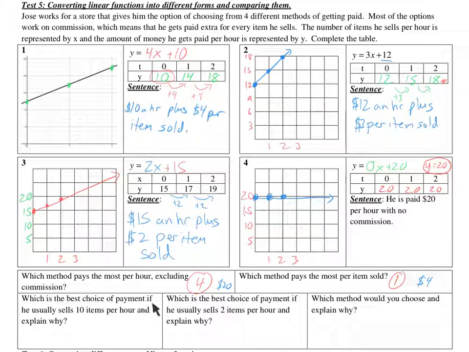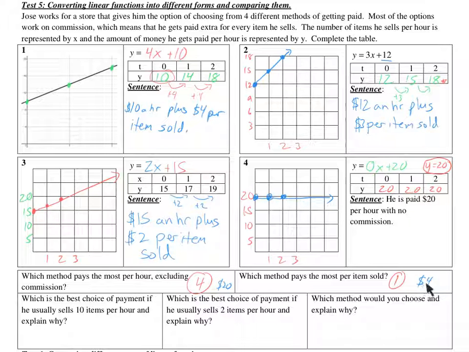Which is the best choice of method if you usually sell 10 items per hour, and explain why? So let's say you sell 10 items per hour. Whatever business this is, you know you can sell quite a few. Which one do you think would be best? If you're selling 10 items, do you care more about your hourly wage or your items sold? Isn't that quite a few items? Aren't we looking at items sold? Wouldn't it be one of these two we'd want?